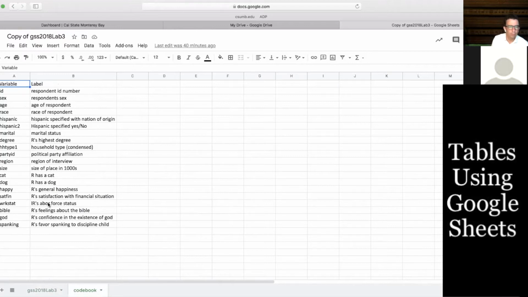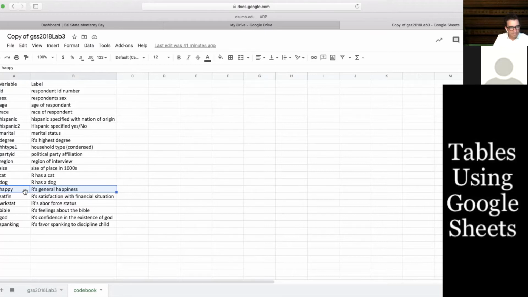Right? So let's say I want to know what variables are related to happiness. Who's happier? Okay, so I'm going to use this variable called happy, and it's respondents' general happiness. And remember, when we went to the General Social Survey, we looked at what the question asked, and it said, considering everything, would you say that these days you are very happy, pretty happy, or not happy, right?